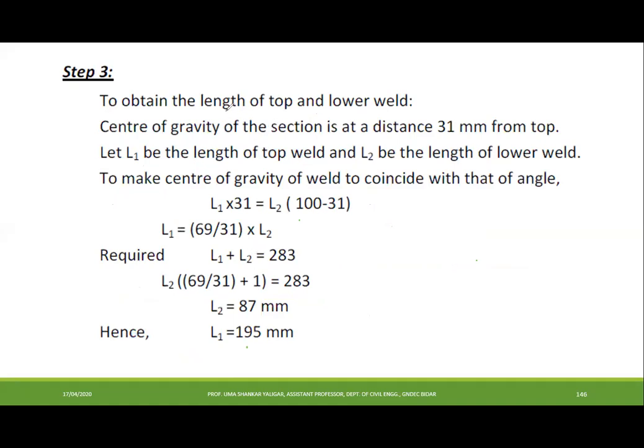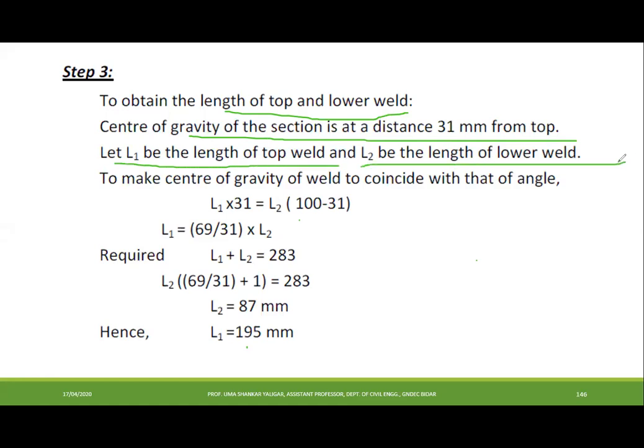Then to obtain the length of top and lower weld, how did we do it in the previous problem? The center of gravity of the section is at a distance of 31 mm from the top. You will get this from your steel table, based on your angle section. Let L1 be the length of the top weld and L2 be the length of the lower weld, to make the center of gravity of the weld coincide with that of the angle.